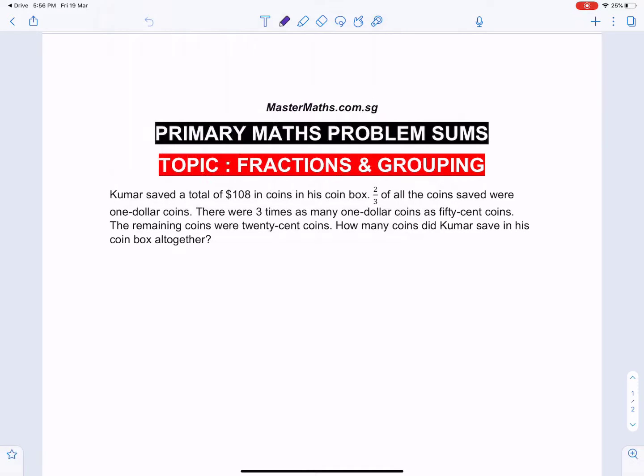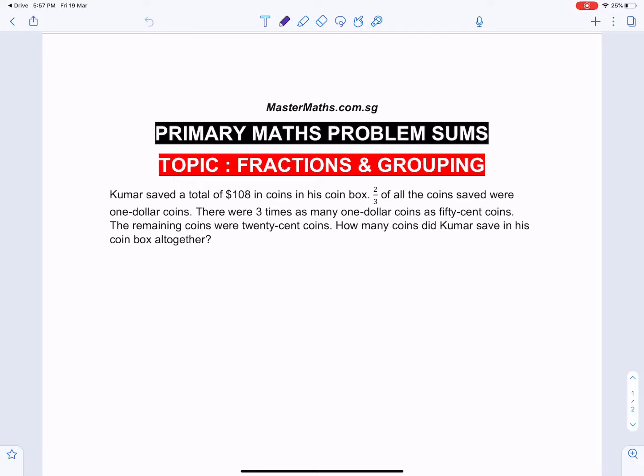In today's problem sums video, we will discuss fractions and grouping questions. Alright, we have to use sets. We have to put the coins into sets, find the number of sets, and then from there find the number of coins. So let's begin.